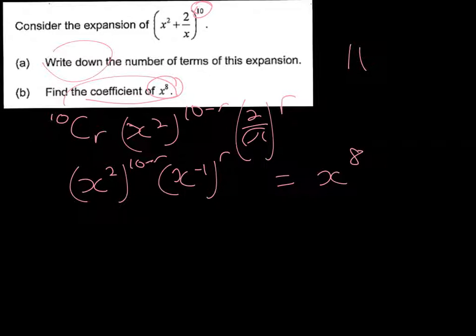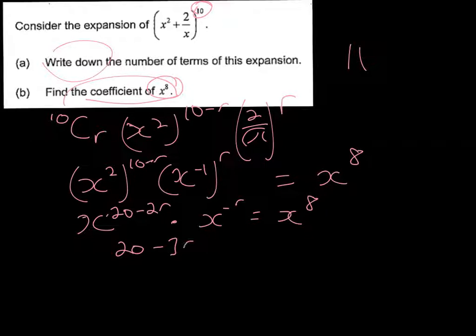So here, using the laws of indices, if I've got x squared itself to the power 10 minus r, I can multiply. So that's going to give me x to the 20 minus 2r, multiplied by x to the negative r, equals x to the 8. Now, when we're multiplying here, I can add the powers, so if I just look at the exponents, I'm going to end up with 20 minus 3r equals 8.